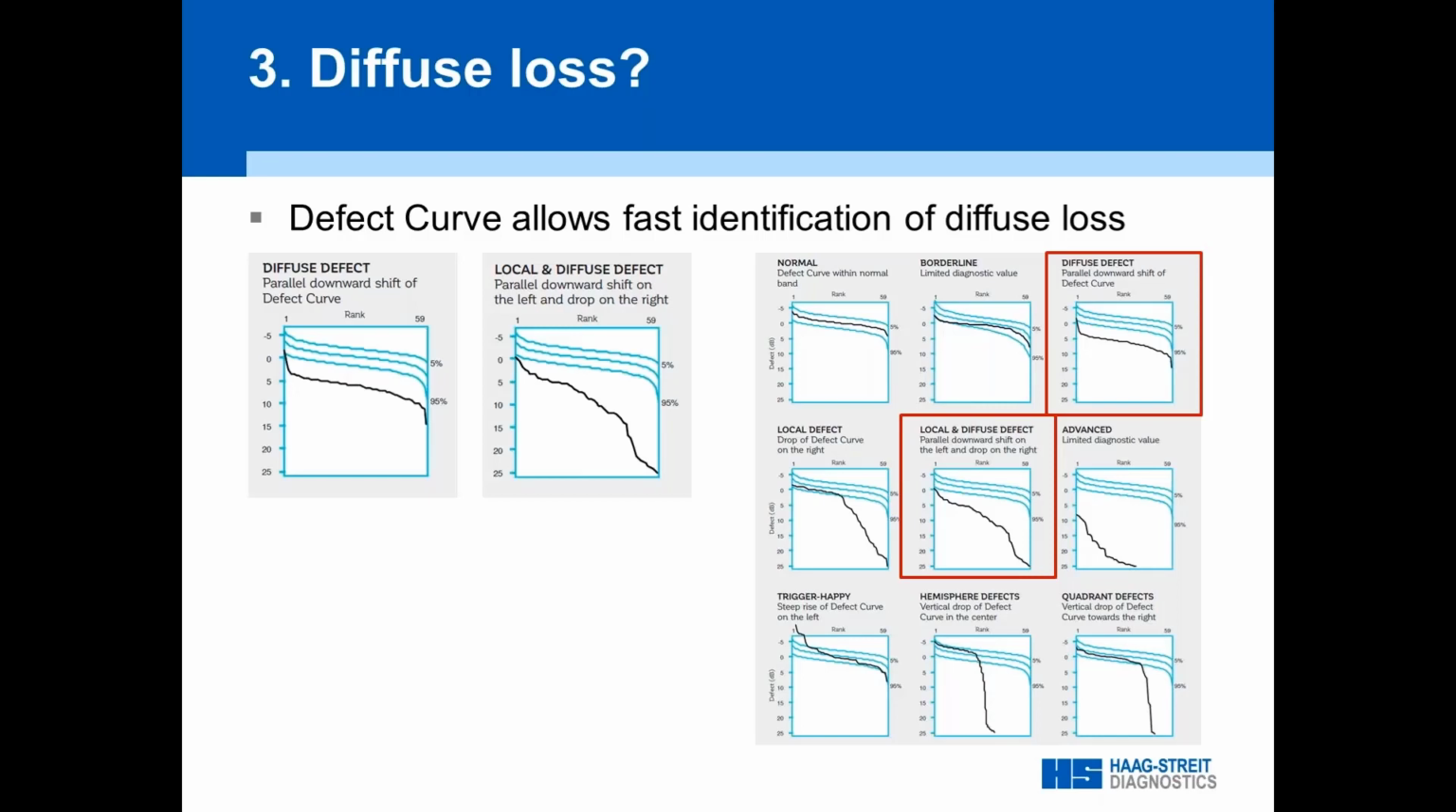And again, here are the two examples. On the left, just diffuse loss. On the right, a combination of diffuse and local loss. And really, the way to go about this is if you find diffuse loss, ask yourself, is there any pathology related to this diffuse loss? If there's not, this is clearly a sign of an unreliable field.